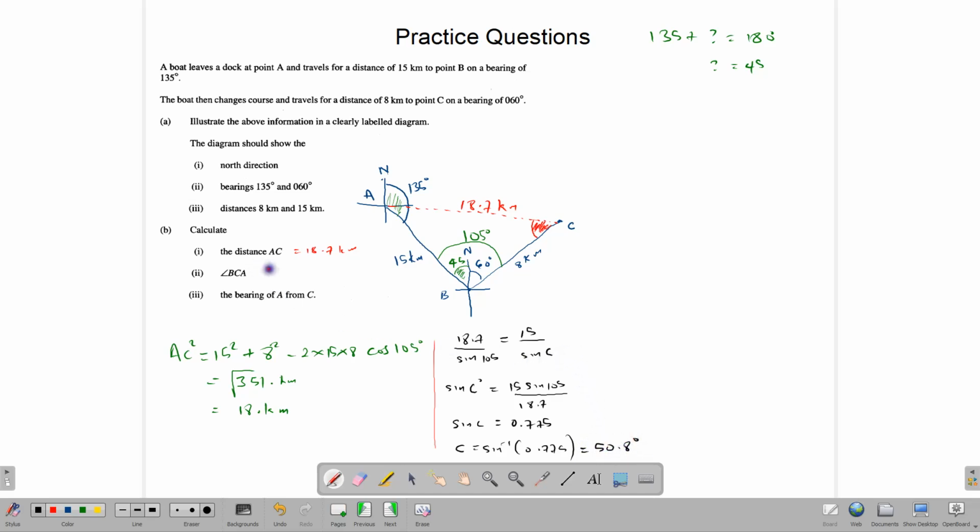So that's the second part of the question, 50.8 degrees. That's the size of this angle here. And the third part of the question is asking us to find the bearing of A measured from C. So this is C, and the question is asking us to find the bearing of this point measured from this point. Because we're dealing with a bearing, again, we need to set up another knot line. So we set up another knot line here.